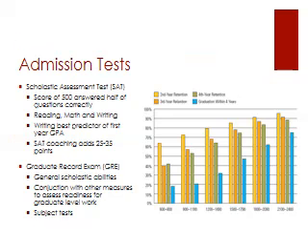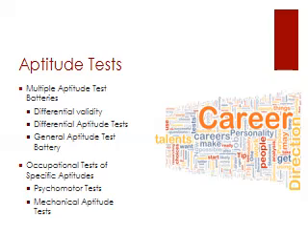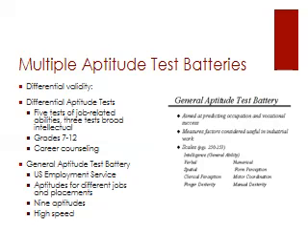We all know about the SAT and the GRE. These are 2 of the main admission tests that are used. In terms of aptitude tests, you have the multiple aptitude tests, and then you have occupational tests of specific aptitudes. So multiple aptitude tests rely on this idea of differential validity. In other words, the subtests and the batteries have different levels of validity for different groups. Verbal reasoning is highly correlated with grades in most academic courses.